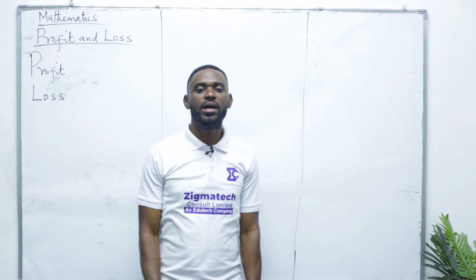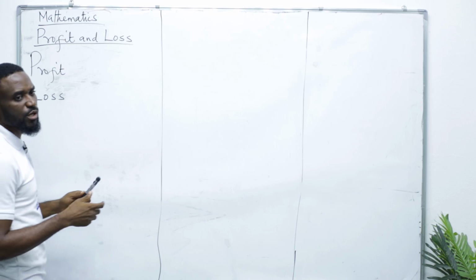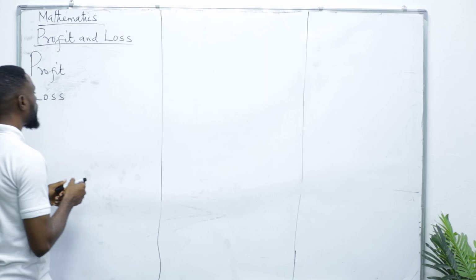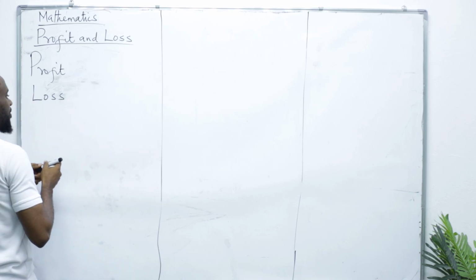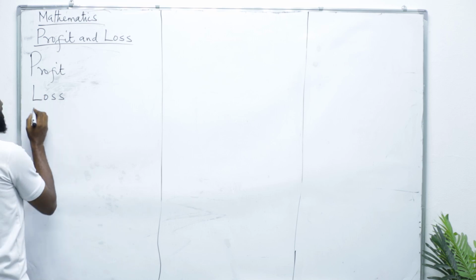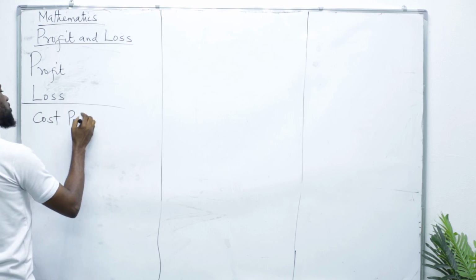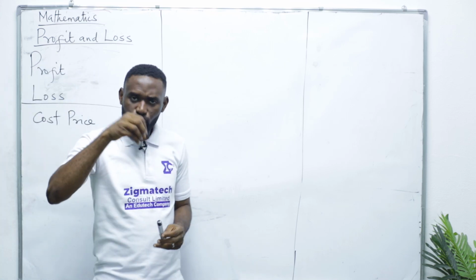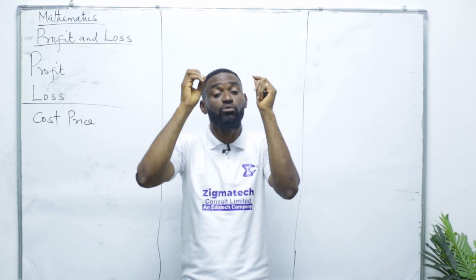All right. So now, there are some things we need to know. There are some terms we need to know about profit and loss. Do you understand? One of such terms is, as you go to buy an item, the first thing you go to buy has what we call cost price. Cost price is the amount you use to buy an item that you want to buy and that you want to sell.